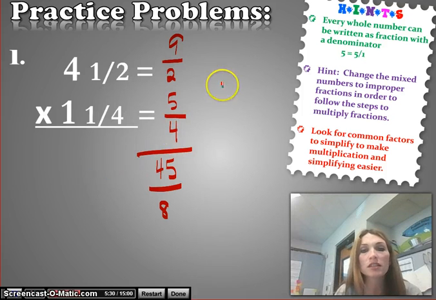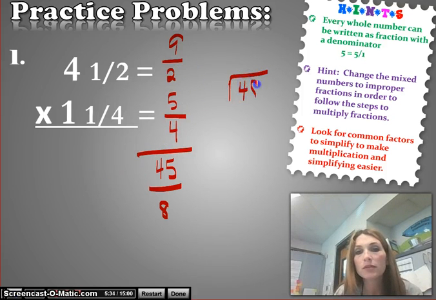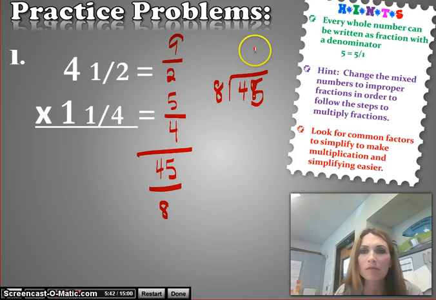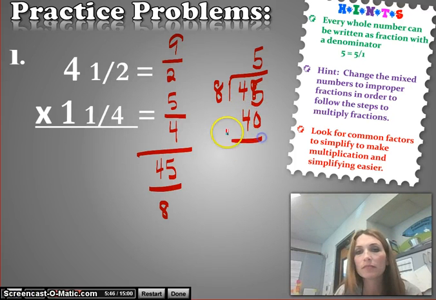Now I've got to change this from an improper fraction to a mixed number. 45 goes here. Oops. 8 goes here. 8 will go into 45 5 times. 8 times 5 is 40. Subtract. This becomes my new numerator over a denominator of 8.